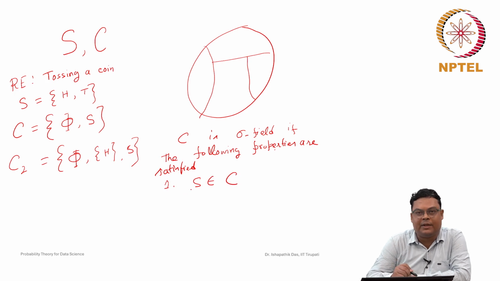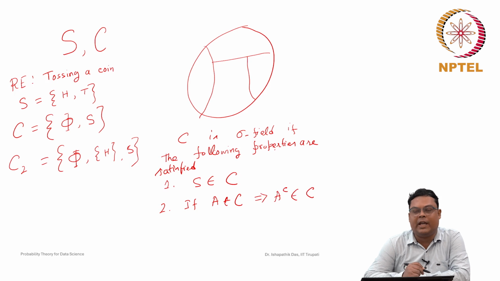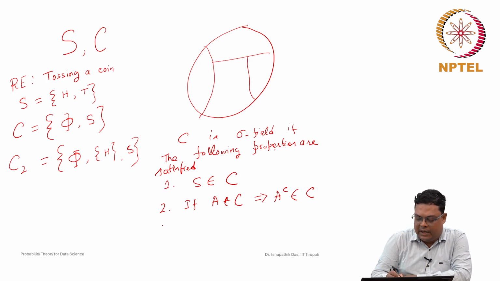So, S is also a subset of S. You can consider S or not, but if C has to be a sigma field, then S will belong to C. And if any set A belongs to C, that means A will be a subset of S, then A complement also has to be inside C.